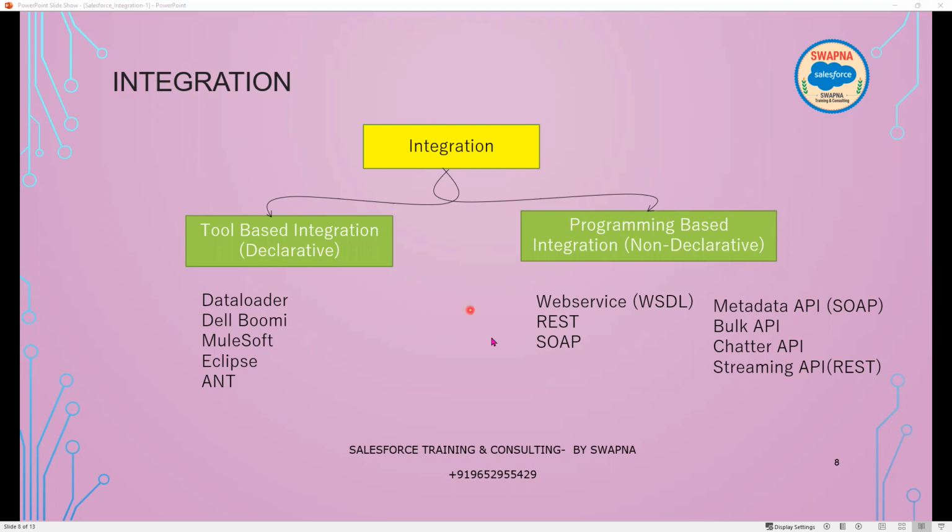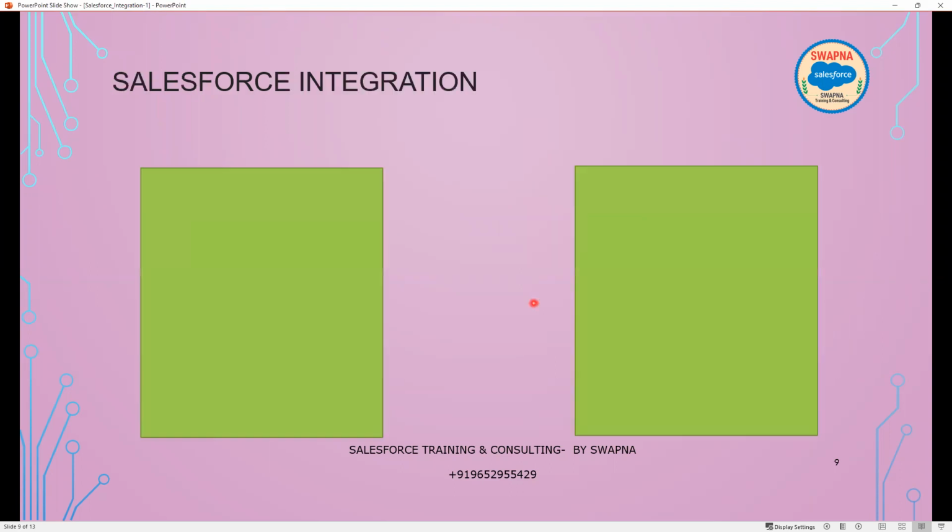Now, in real time, instead of declarative, we will mostly go with non-declarative. Basically, it depends on the client and how they want it. So let's see the programming-based one, which is nothing but non-declarative, where the developers have to implement the logic.